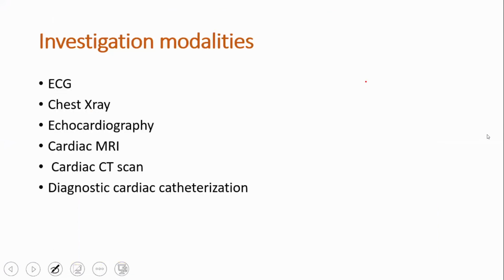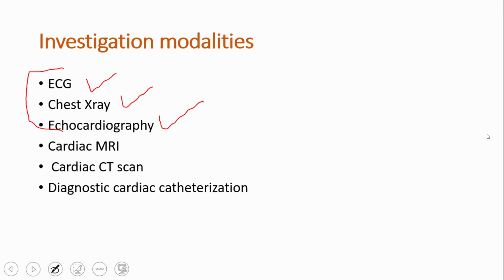Now, what are the investigation modalities to diagnose congenital heart disease? There are many investigation modalities. You may need all your blood counts and all those, but these investigations are specific for diagnosing congenital heart disease. Other investigations we need to do to diagnose heart failure. So this is for diagnosing structural congenital heart disease. The three things that we do regularly are ECG, chest X-ray, and echocardiography.